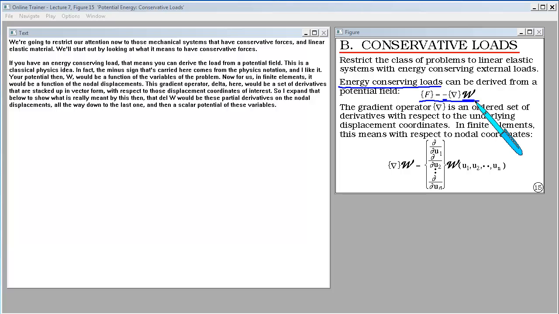Your potential then, W, would be a function of the variables of the problem. Now for us in finite elements, it would be a function of the nodal displacements. This gradient operator delta here would be a set of derivatives that are stacked up in vector form with respect to those displacement coordinates of interest. So I expand that below to show what is really meant by this then. That del of W would be these partial derivatives on the nodal displacements all the way down to the last one, and then a scalar potential of these variables.